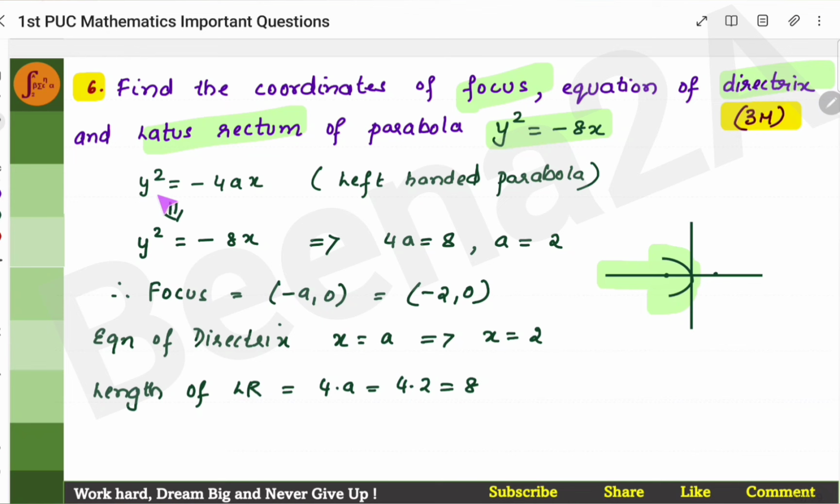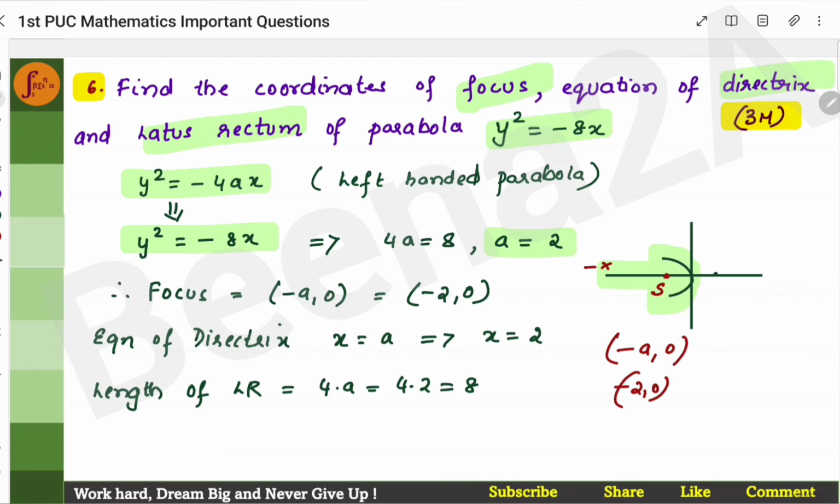Now the equation, you know, y square is equal to minus 4ax. They have given the equation also. Now, looking at both of these equations, you can say that a is equal to 2. Now, what is the focus for a left-handed parabola? The focus will be this point. So it's negative x, so obviously the coordinate would be minus a, and there is no y here. It's on the x-axis, so y is 0. Here a is 2, so minus 2 comma 0.